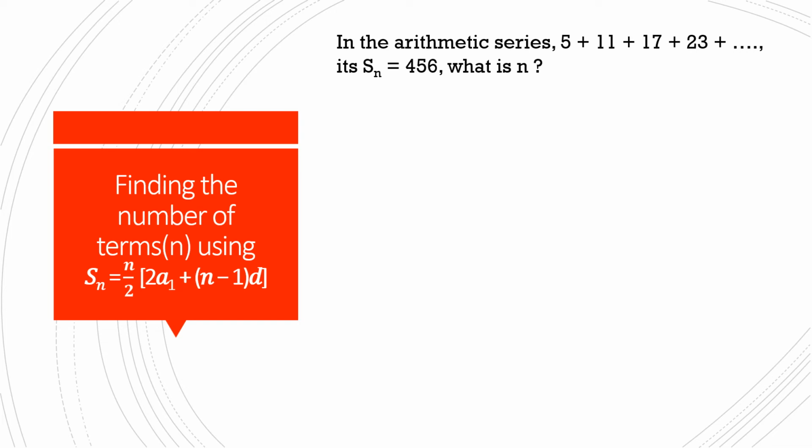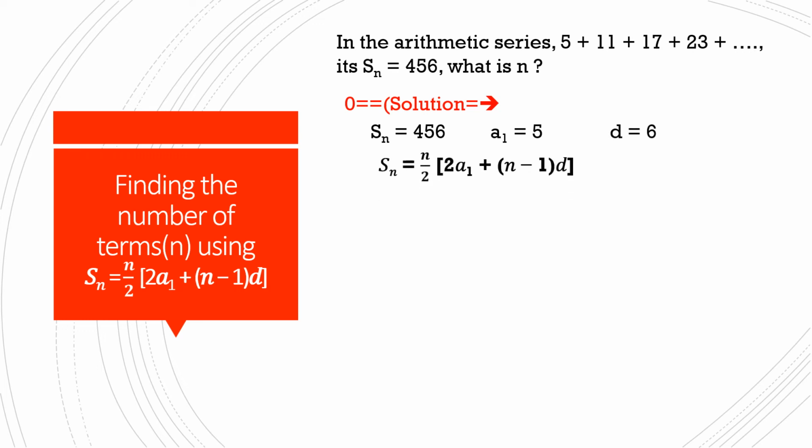Okay, another example. We have here 5 plus 11 plus 17 plus 23, and so on, in which their sum is 456. What is the value of n? Okay, so the information: the sum is 456, the first term is 5, and the common difference is 6. So using the formula, substitute the value for the S sub n, a sub 1, and the d. So we have 456 for the S sub n, and for the a sub 1, which is 5, and the d is equal to 6.